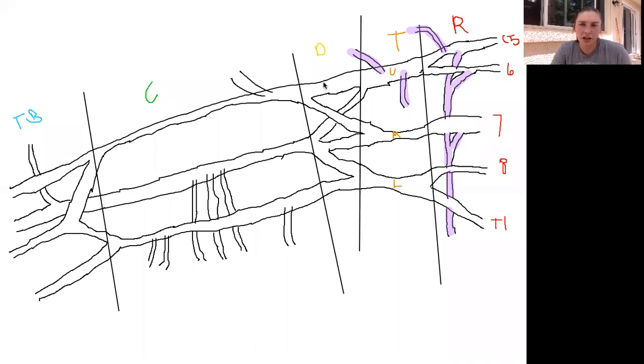Next, we have the divisions, and there are no branches, but they are kind of divided up. So they're either divided into anterior or posterior. Each trunk has an anterior and a posterior branch. Off of the upper trunk, you have your anterior branch up here. And then off of the middle trunk, you have your anterior branch right here. And then off of your lower trunk, you have your anterior branch right here.